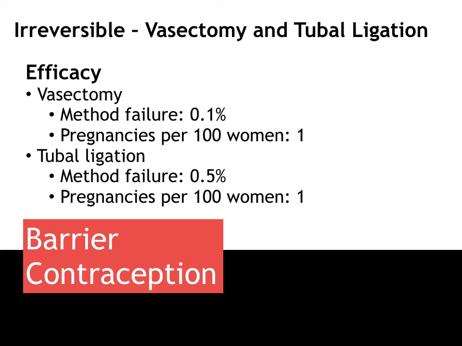For effectiveness, vasectomy, method failure of 0.1%. For tubal ligation, method failure of 0.5%, and pregnancies per 100 women is 1 for either method. So quite effective overall.